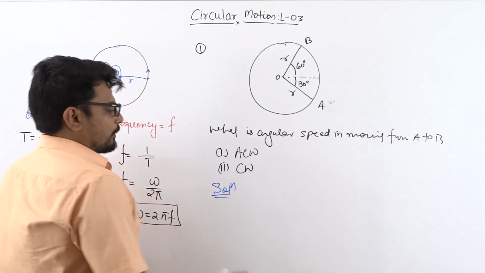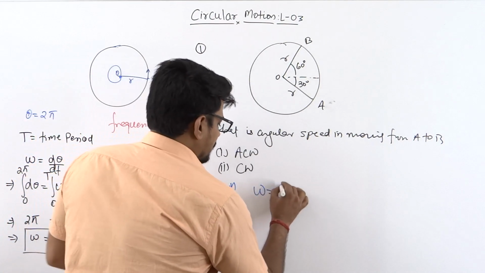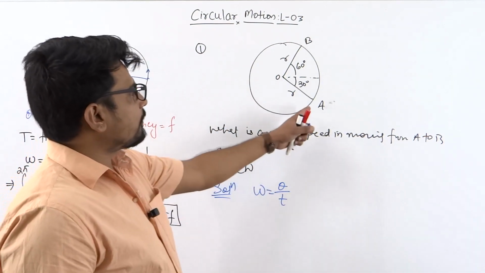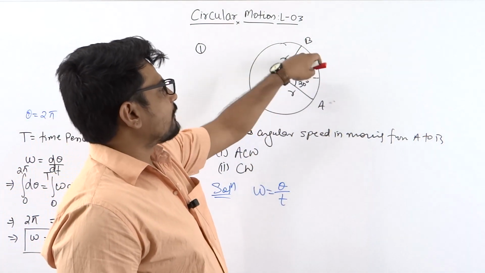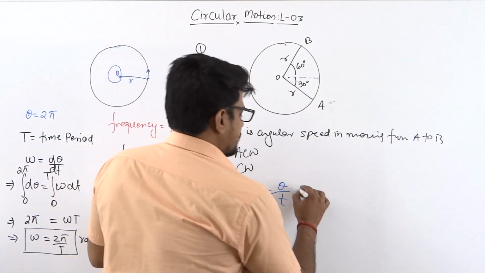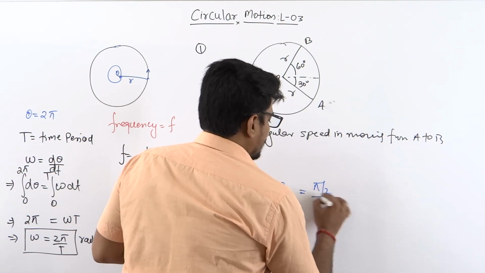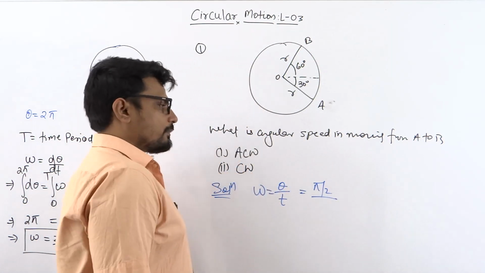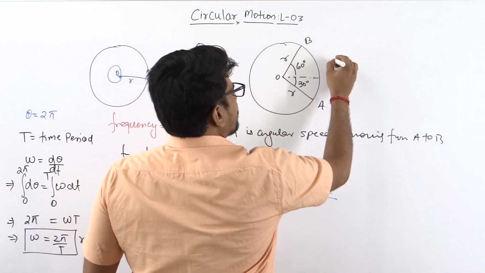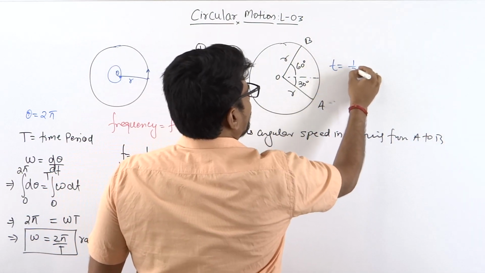Now we know that omega is what? Omega is all about angular displacement upon the time taken. When it is moving from A to B, how much angle does it cover? It covers 90 degrees, which means pi upon 2. So in this case, theta is going to be pi upon 2. Now, sir, the time period is not given. Definitely it is not given. So let us say that from A to B, it takes time t equals 1 upon 2 second.